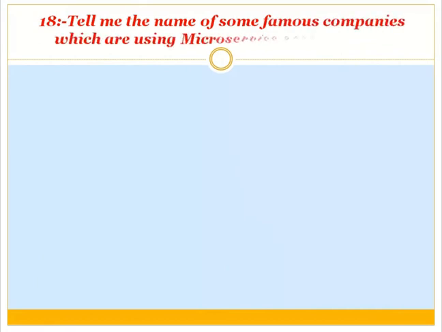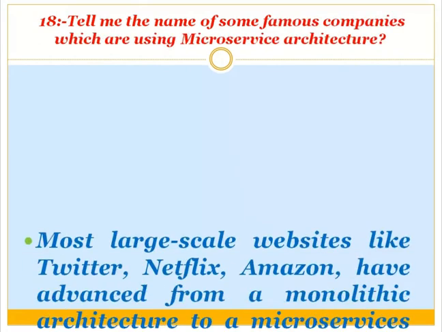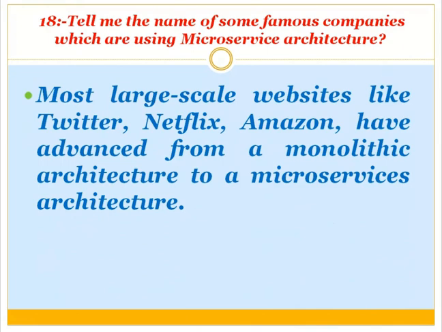Tell me the names of some famous companies which are using the microservice architecture. Many companies nowadays are moving towards microservice architecture because it is very easy to deploy and manage. Most large-scale websites like Twitter, Netflix, and Amazon are using microservice architecture. They are all moving from monolithic architecture to microservice architecture.